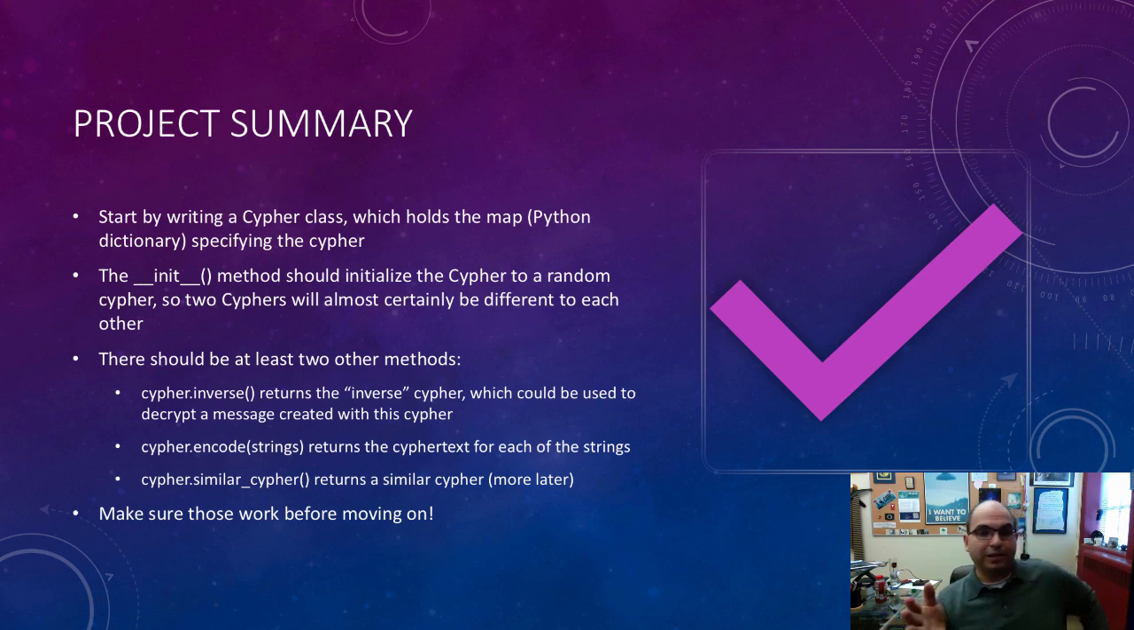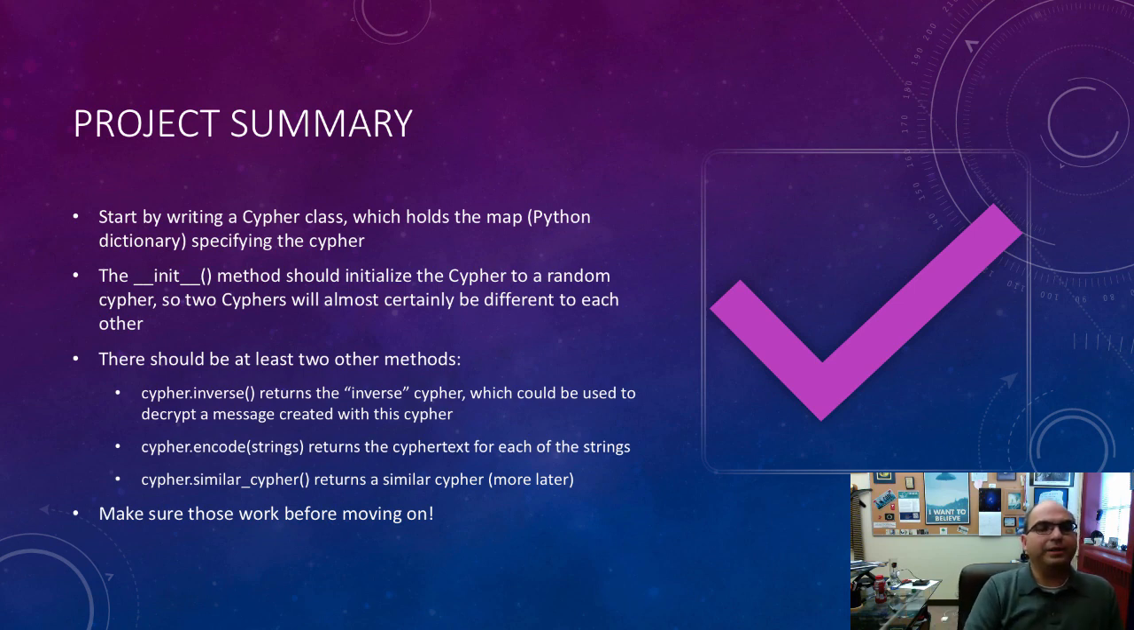I also want you to have a method called encode, and to encode, what you give it is a list of strings, right? And what it returns is a list of encrypted strings, right? So it just applies a substitution cipher to each one of the strings in the arguments. Okay.